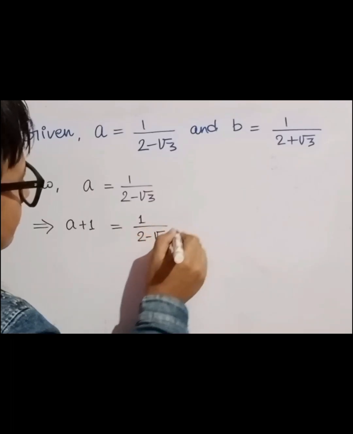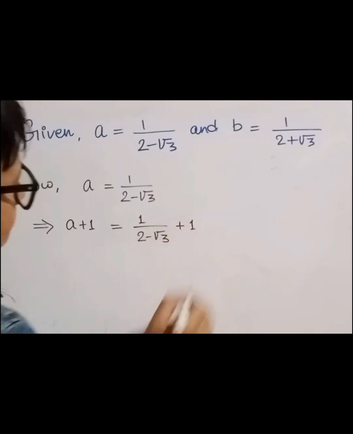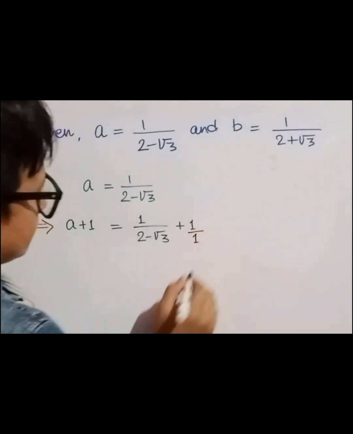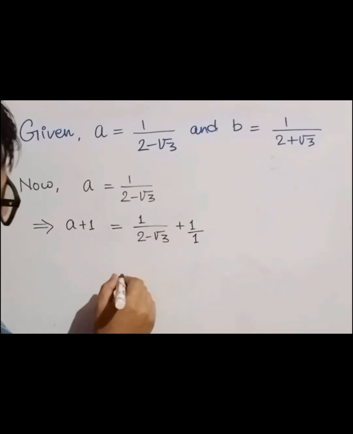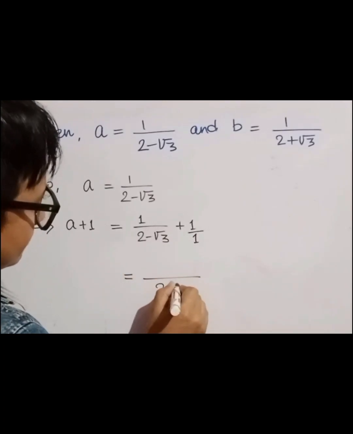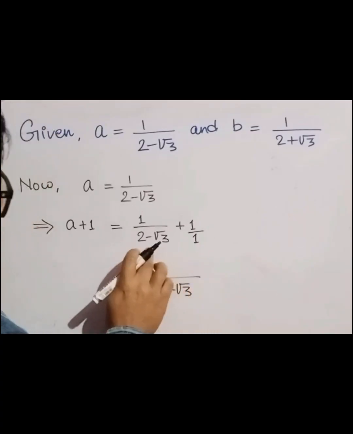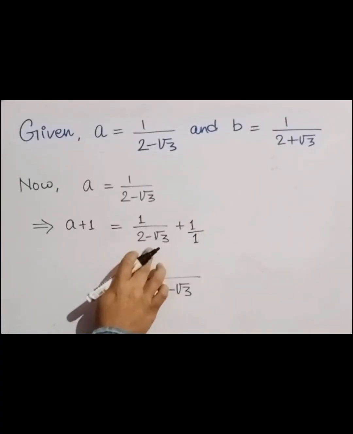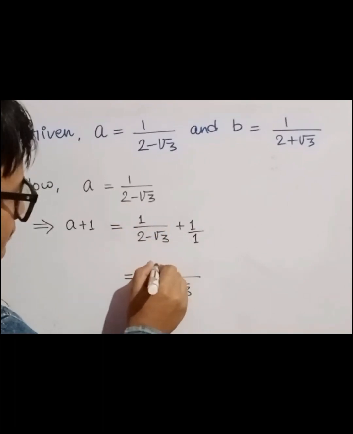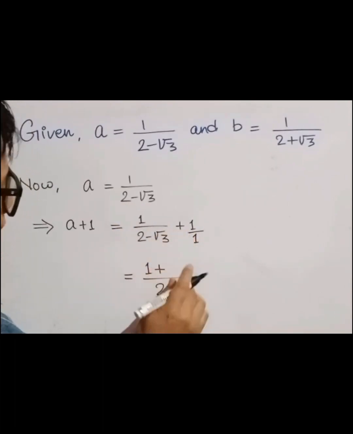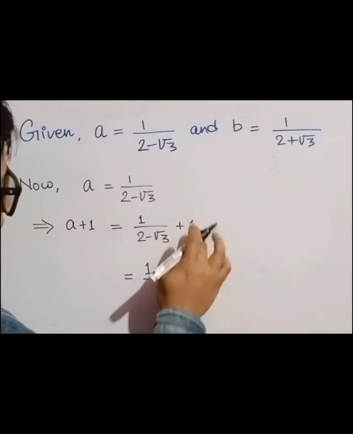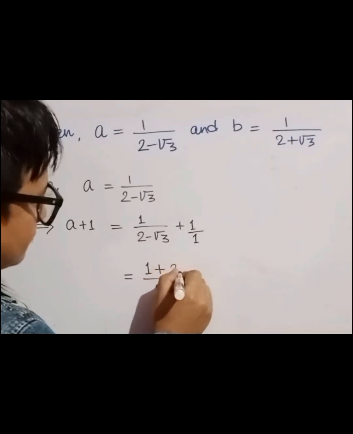Here there is 1 below this 1 because 1 upon 1 is 1, and to add them we have to calculate the LCM of 2 minus root 3 and 1, and the LCM is 2 minus root 3. Now when we divide 2 minus root 3 with this 2 minus root 3, the quotient is 1. We have to multiply 1 with 1 and it is 1, plus when we divide this with 1, the quotient is 2 minus root 3, and 2 minus root 3 into 1 is 2 minus root 3.